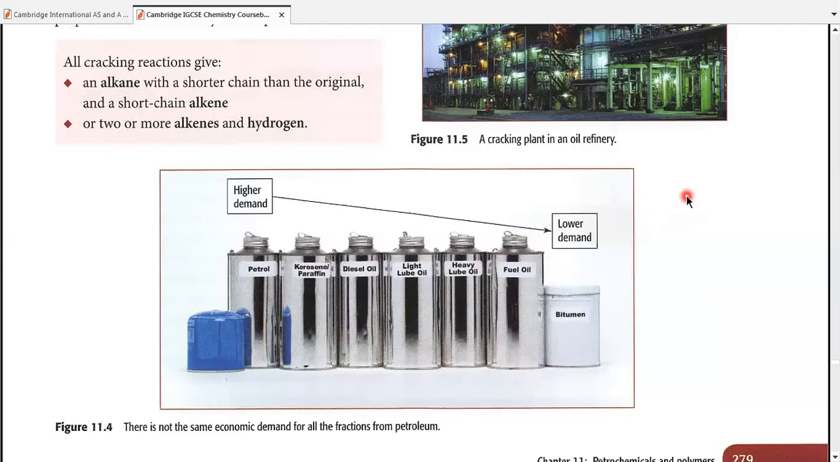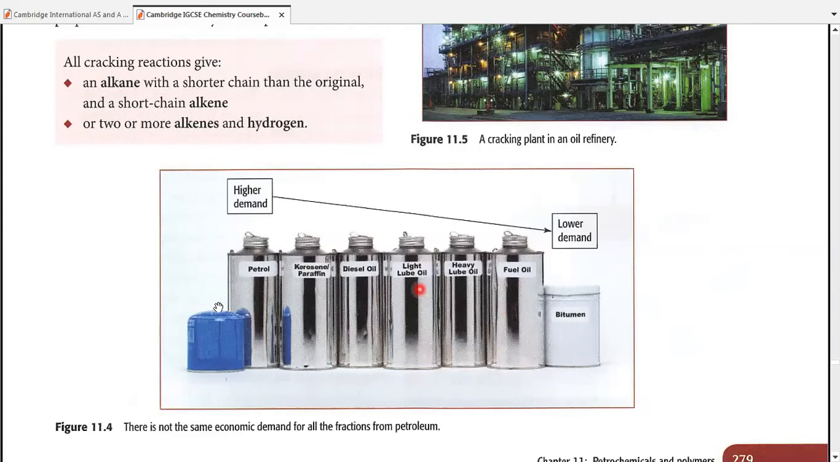the demand, I'm talking about the economic demand. The economic demand for all the fractions is not equal. Okay, I discussed it yesterday. Petrol is in the highest demand when it comes to different fractions from the fractionating tower. Petrol is something that we use most, and of course we're going to demand it most. Then comes kerosene, then there is diesel oil, and there is light lubricating or heavy lubricating oil. Both are types of lubricating oils. Then there is fuel oil, and bitumen is the one that is least demanded.